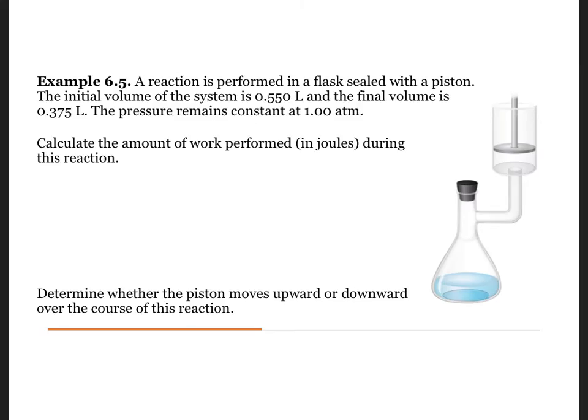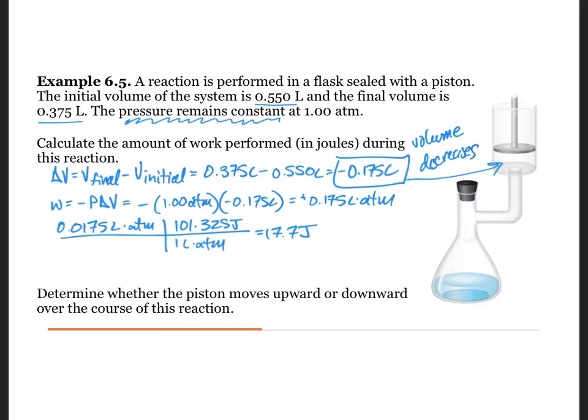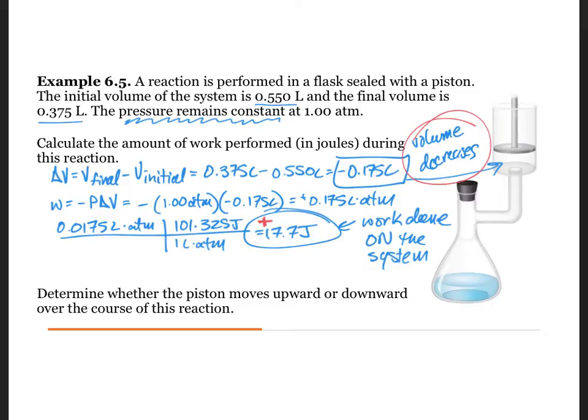Let's look at an example. Calculate the amount of work performed in joules during this reaction when the volume decreases from 0.550 liters to 0.375 liters. First, calculate delta V. Then, calculate W. Finally, convert to joules. Determine whether the piston moves upward or downward over the course of this reaction. The sign of W is positive, so the surroundings do work on the system. This is supported by the negative sign of delta V, which tells you that the piston moves downward.